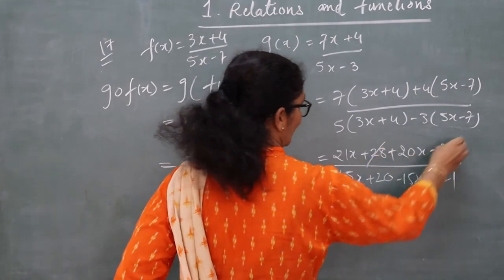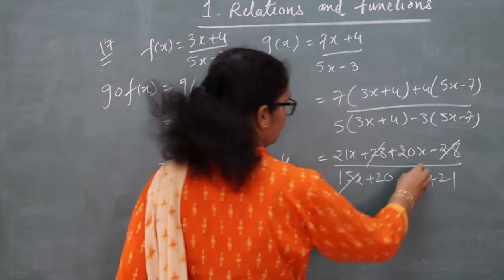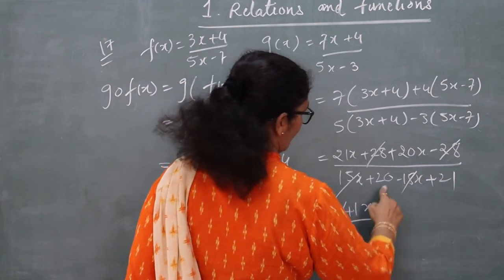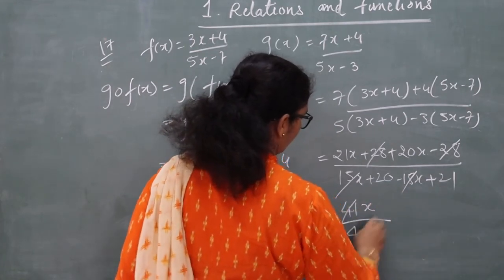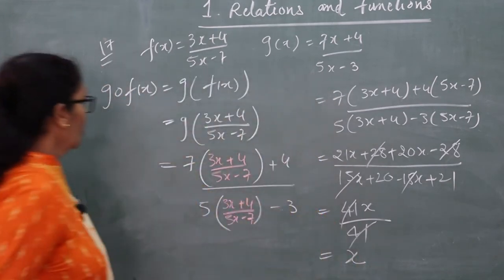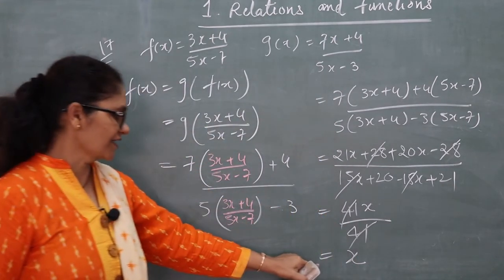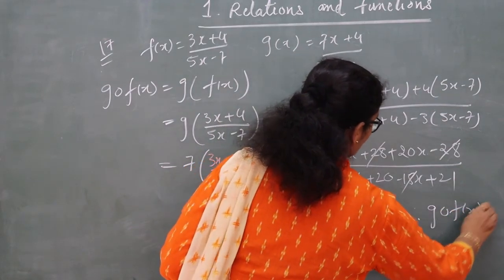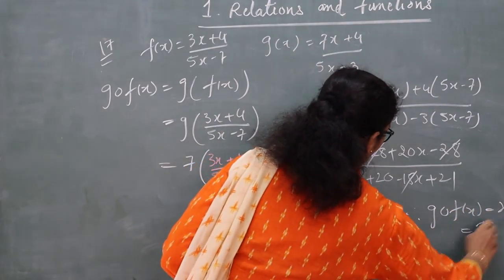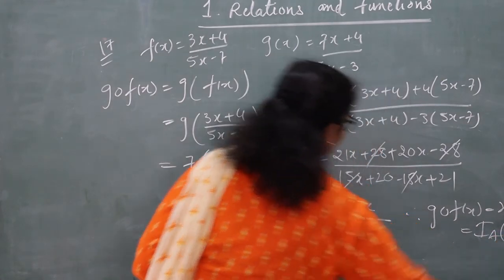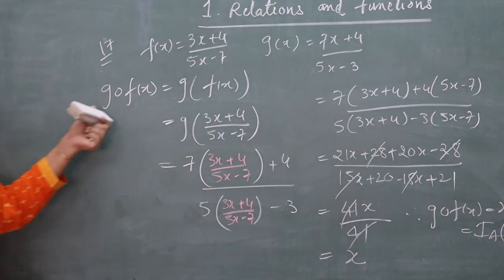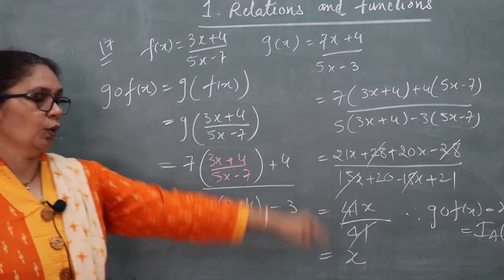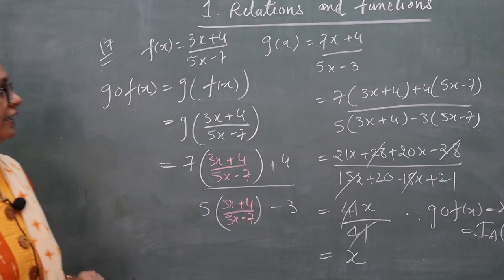Now check. 28 and 28 are the same here, and 15 and 15 here. 21 and 20 make 41x. In the same way here also 41, 41 cancel, leaving x. What do you get again? (g∘f)(x) equal to x, and that is your identity function. So what have we proved? That f∘g and g∘f are both the identity function in this question.